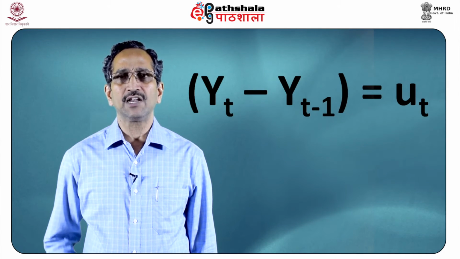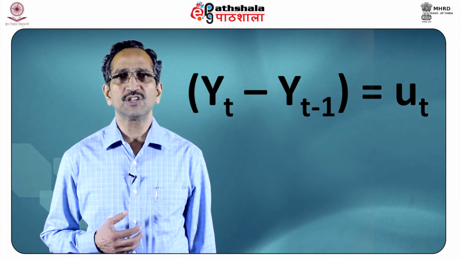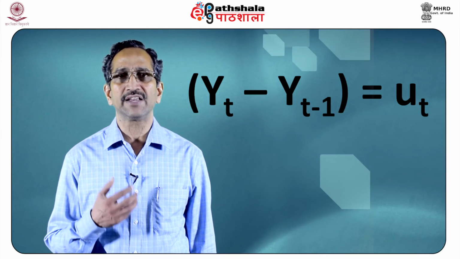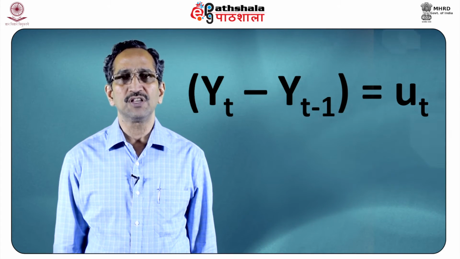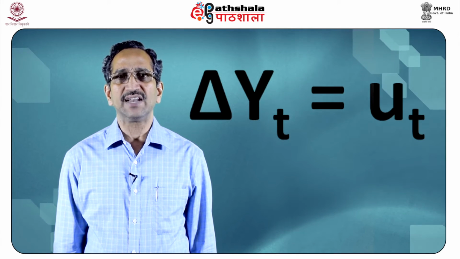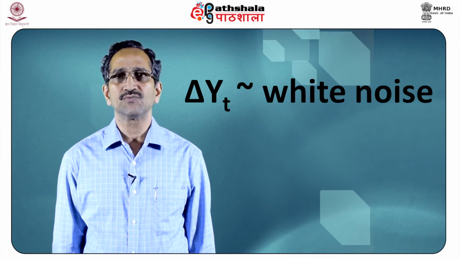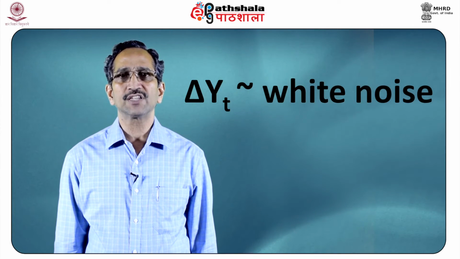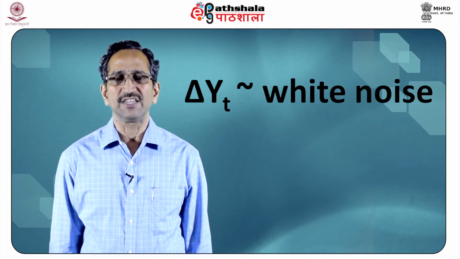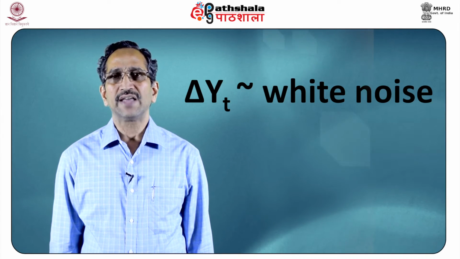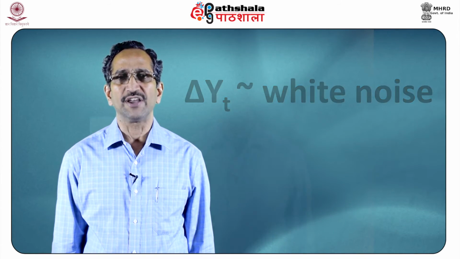Coming back to the random walk process as expressed in equation 3, if we take the first difference, we get yt minus yt minus 1 is equal to mu t. This implies that delta yt is equal to mu t, or in simple words, we can define the first order difference to be approximately equal to the white noise. Thus, we can say that delta yt is approximately equal to white noise.